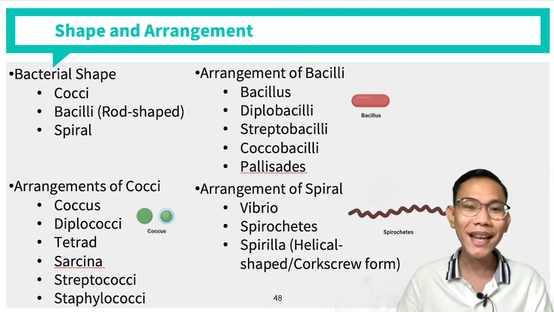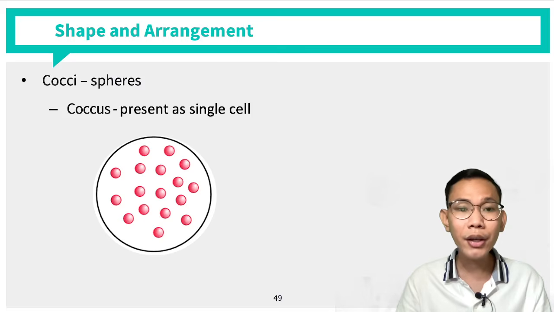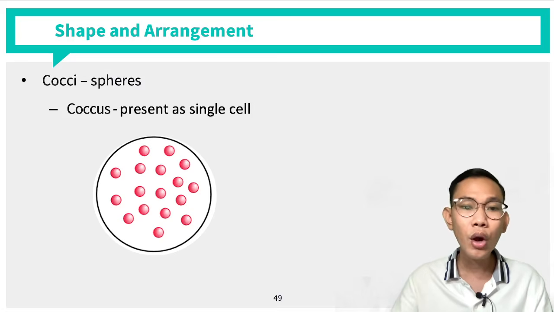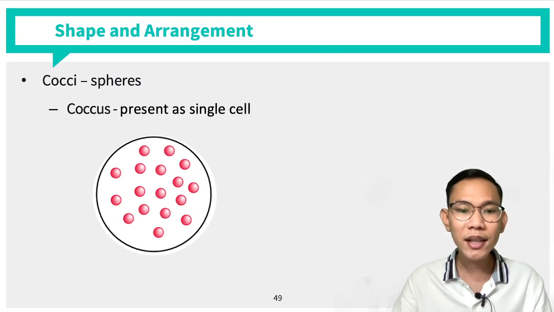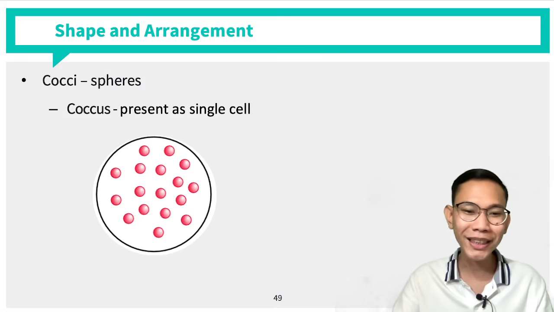So, tingnan natin isa-isa. Let's talk first about your cocci. When we say cocci, it is sphere. The first arrangement is coccus, present as a single cell. So, meaning pa isa-isa. Again, the singular of cocci is coccus. When we say coccus as an arrangement, it is present as a single cell, pa isa-isa. So, this group includes bacteria that are present as a single cell.